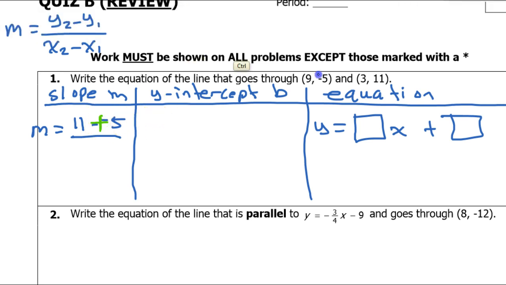Meanwhile, x minus x, that's going to be 3 minus 9. So that is going to give me 16 over negative 6. And that's going to reduce down to negative 8 over 3.